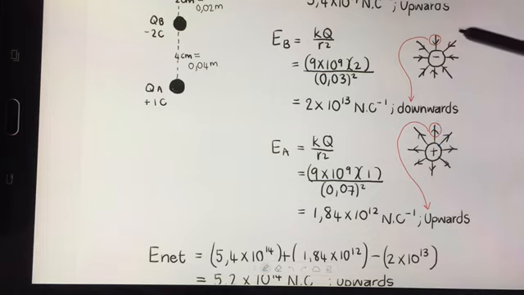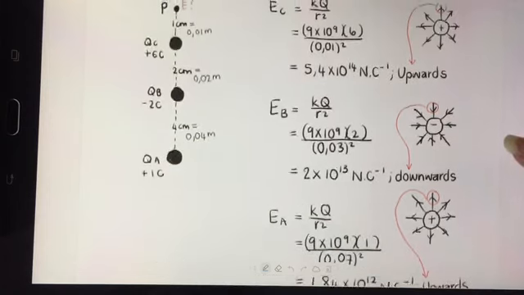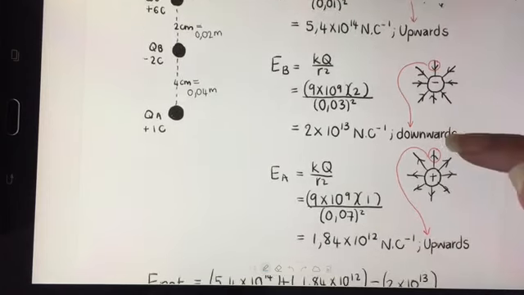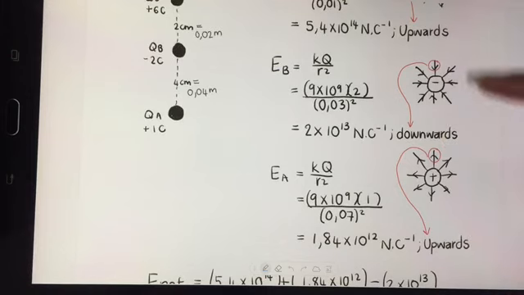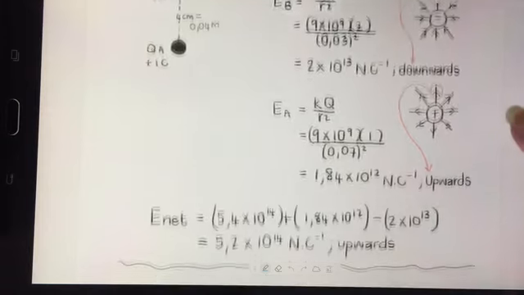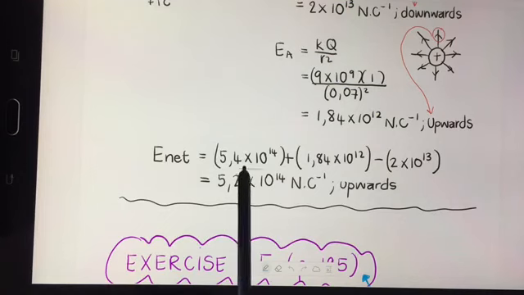So now I've got the field as a result of A, the field as a result of B, and the strength of the field as a result of C, and I have to find the net field. So I've got up, down, and up. So if I add the 2 ups together, it's more than the downward field. So I know the resultant field is going to be upwards. So over here, I said that plus that minus that, and that is the answer that I got. And always remember, electric field strength is a vector, so we need to specify direction.